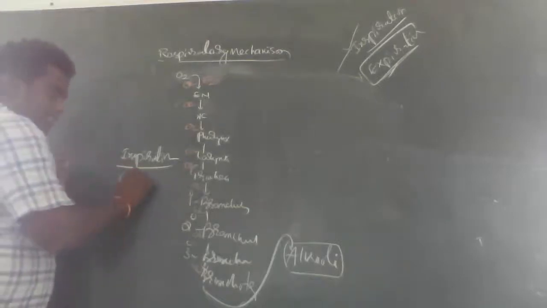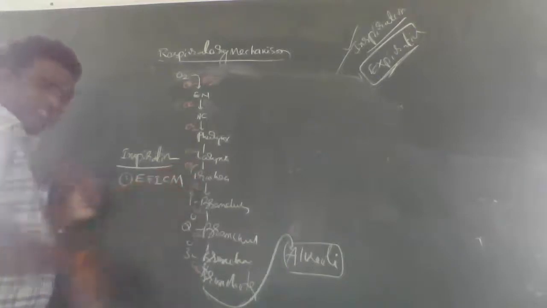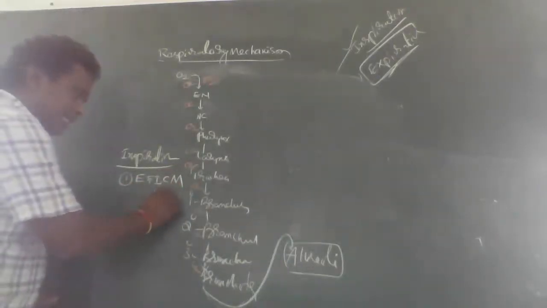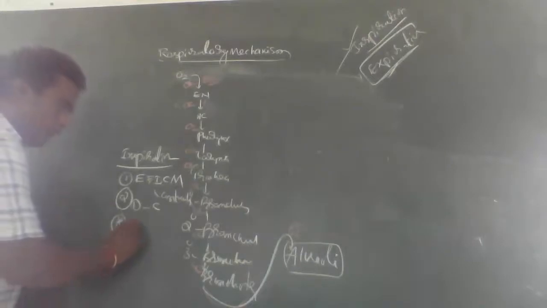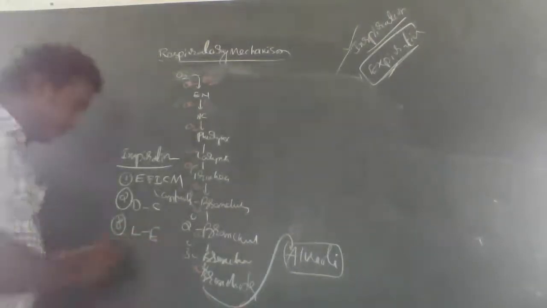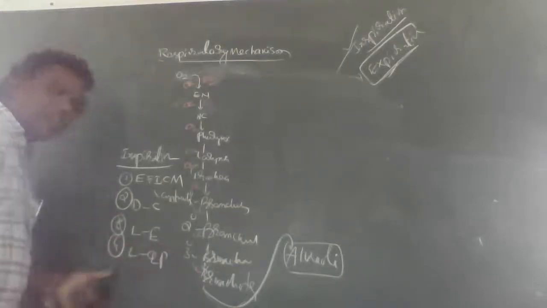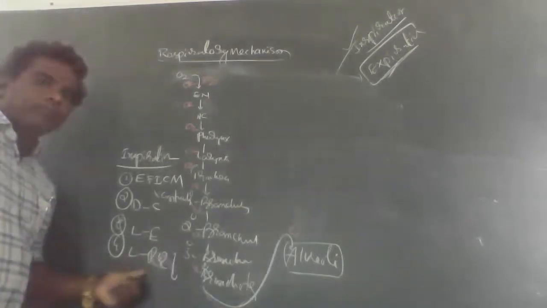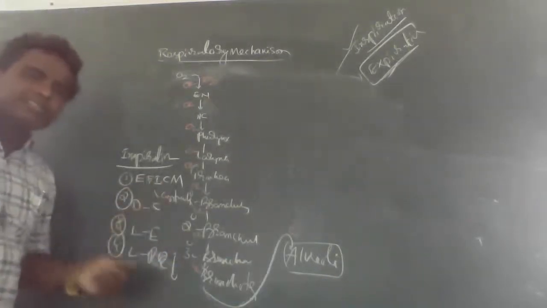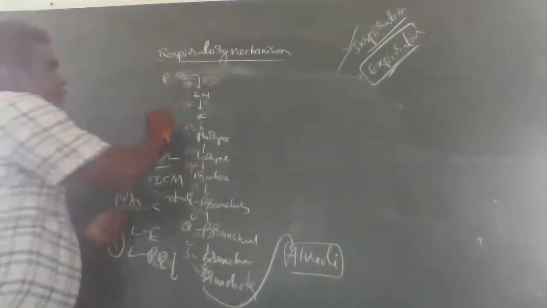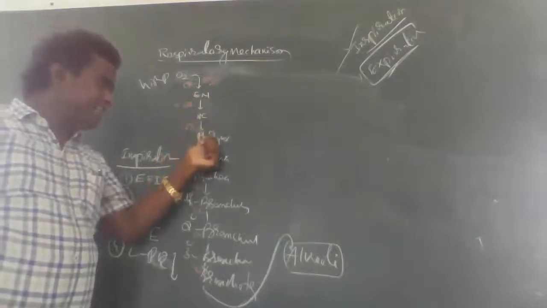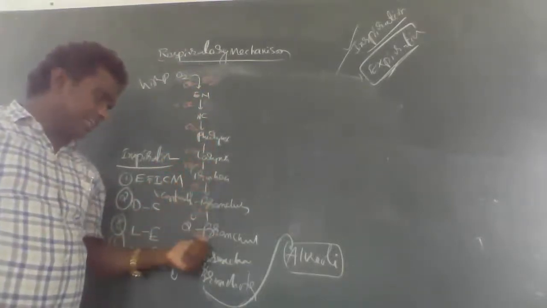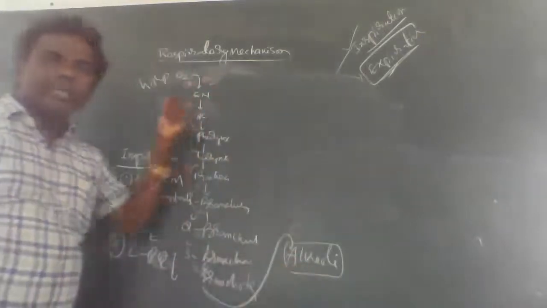Number one, the external and internal costal muscles are contracted. Second, the diaphragm should be contracted. In that condition, the lungs are expanded. In the lungs, the O2 pressure, PO2, is low. Now the environment has high pressure, high PO2, which moves from the external nostrils, nasal cavity, pharynx, larynx, trachea, bronchus, secondary, tertiary, bronchiole, and alveoli. That is called inspiration.